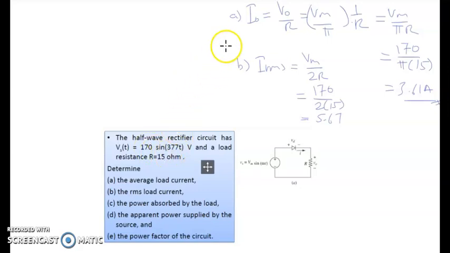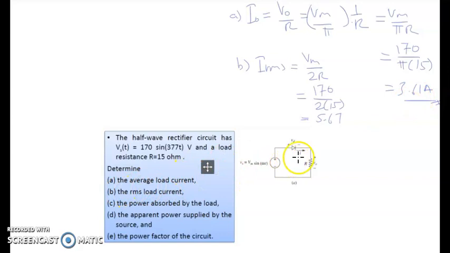So I average or I out is equal to V out over R, or Vm over pi, times the 1 over R here. So you get Vm over pi R. So Vm is already here, so you just put in 170 volt divided by pi, and divide by also the value of R, which is 15 ohm. So you will get your value of average current of 3.61 ampere.